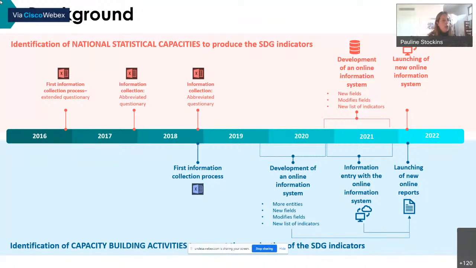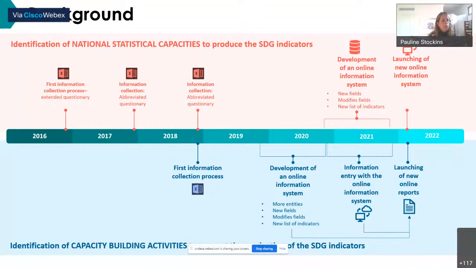Now, if we move to the bottom of the slide, we can see the efforts made to identify and coordinate the capacity building activities aimed at improving the monitoring of the SDGs. At the end of 2018, the UN agencies, funds and programs working in the region agreed to systematize the capacity building activities they were undertaking in the region. The collection of information was made by sending them Excel files, but the results were then gathered into a database, which was the basis of an online information system.